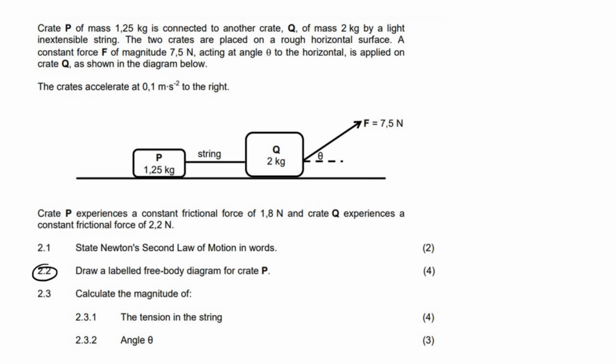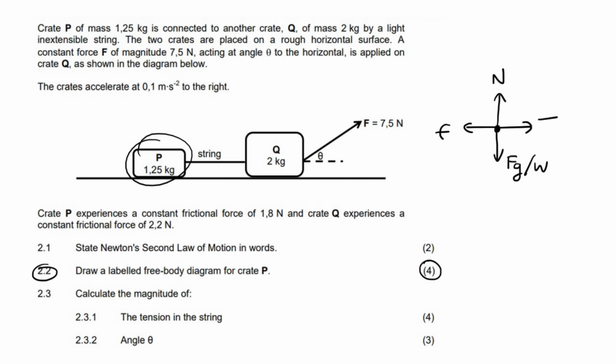This question says, draw a labeled free body diagram for crate P, and it's for 4 marks, so there's going to be 4 different things we need to take into account. So there's always going to be gravity. You could also obviously call that W. There's a normal force. There will be friction, and there will be tension because of this rope. And so there we have 1, 2, 3, 4 forces for 4 marks.